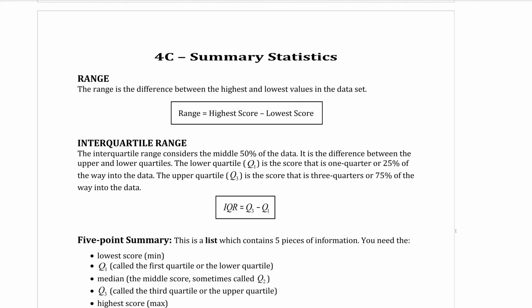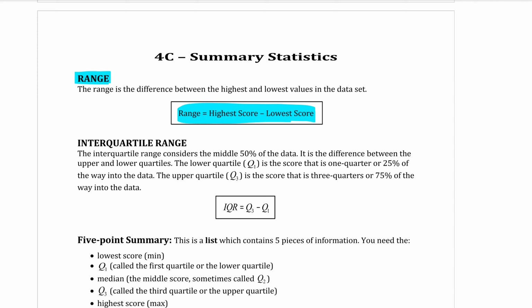Last lesson, we looked at the measures of central tendency, which was the mean, median, and mode. Today, we're doing some more summary statistics, but we're looking at the spread of scores, which means we're focusing on the range and the interquartile range. Now, the range is a nice simple one. It just measures the difference between the highest and the lowest score in the data. So we have this formula here, range equals highest score minus lowest score.